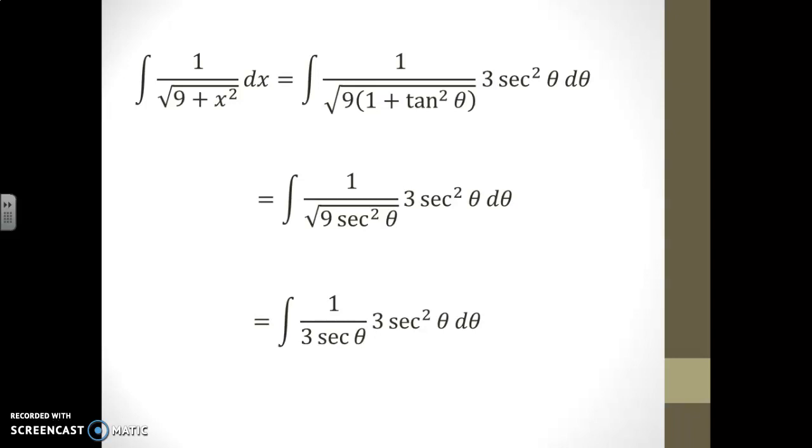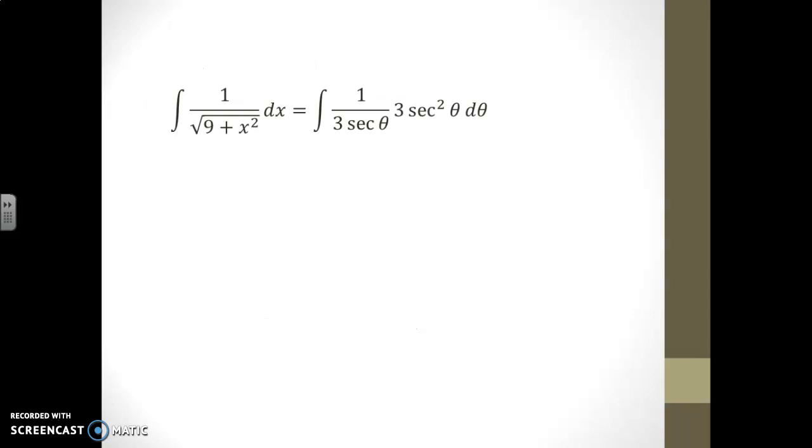Notice how 3 is both a numerator and the denominator and can be cancelled, and one of the secants can be cancelled by the one dividing. Therefore, all that's left is secant theta. Special cases of trig powers will remind you that integrating secant theta has a basic form, ln of secant theta plus tan theta.